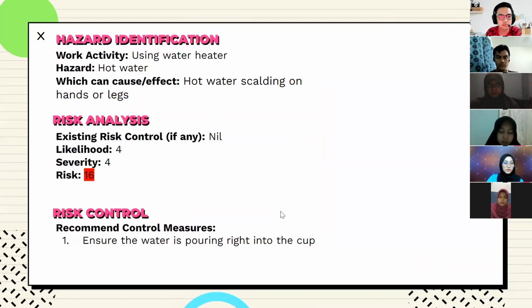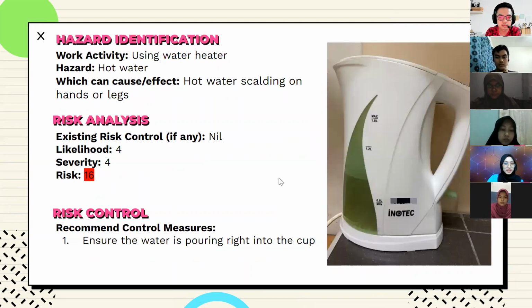Last, we have a physical hazard. Hot water can scatter on hands or legs when using the water heater. The risk of the hazard is 16, which is high. The recommended control measure is to ensure the water is poured right into the cup. So that's all for me. I will pass to the next presenter.